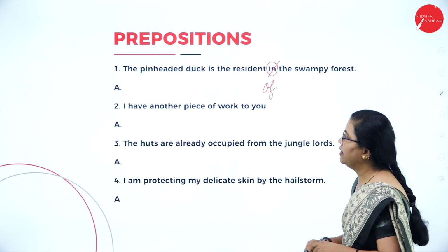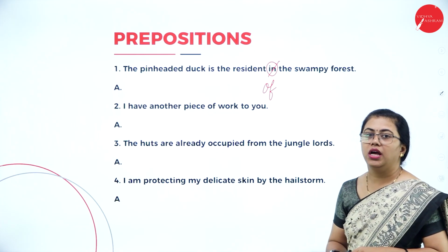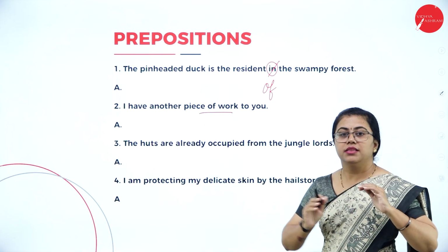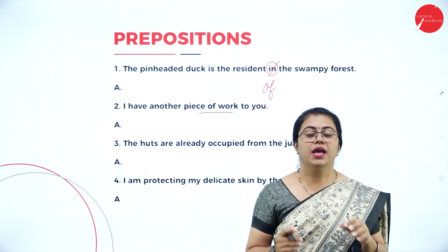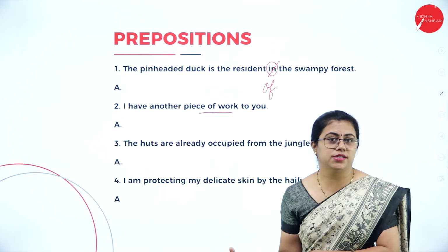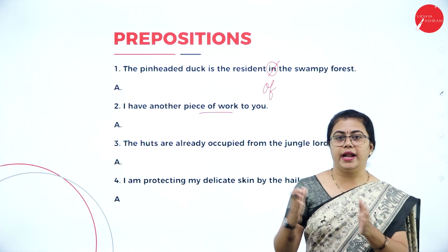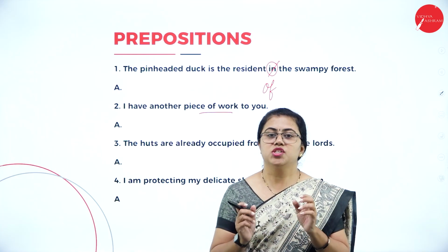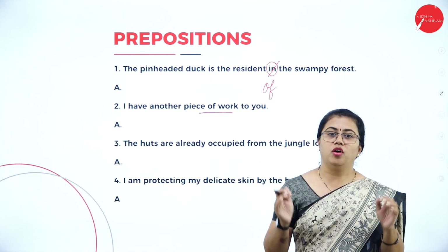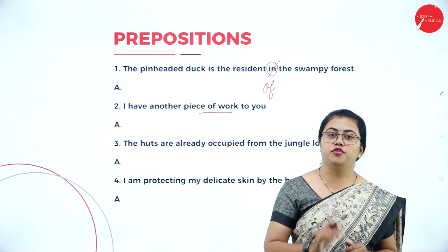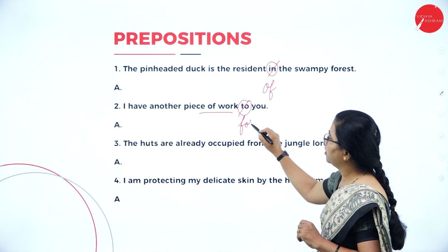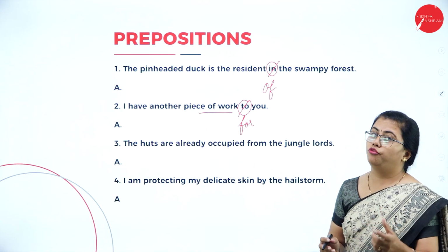Fine. Next, I have another piece of work to you. You are specifying something, a piece of work dedicated to that person. Suppose I get a chocolate. I get it for somebody because I think of them in my mind and I keep it for them. So when I am dedicating something, getting something, thinking of somebody in my mind, then I have to use "for." So instead of "to," we have to use "for." I have another piece of work for you.